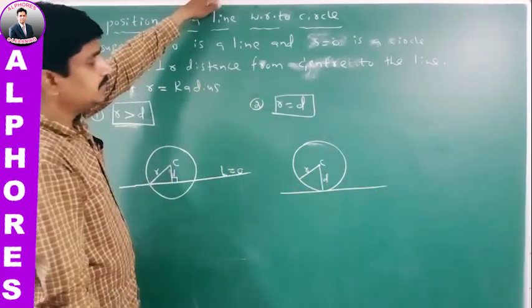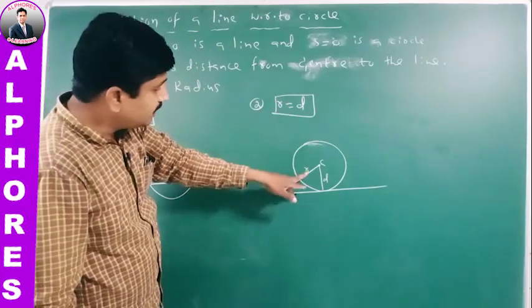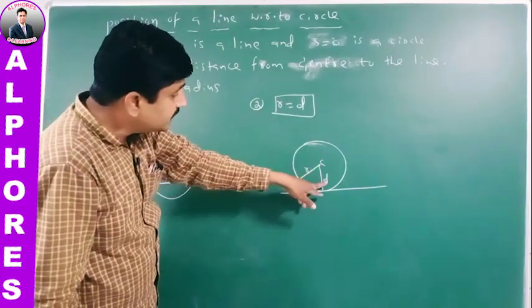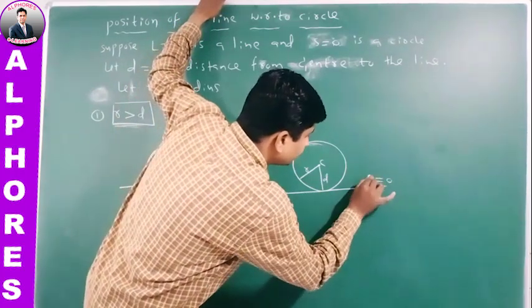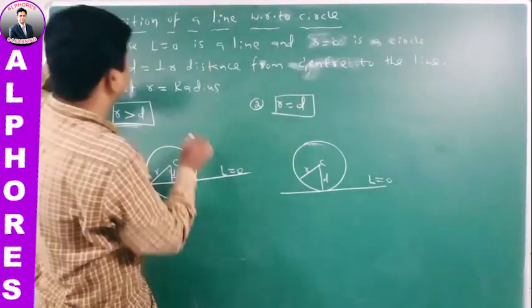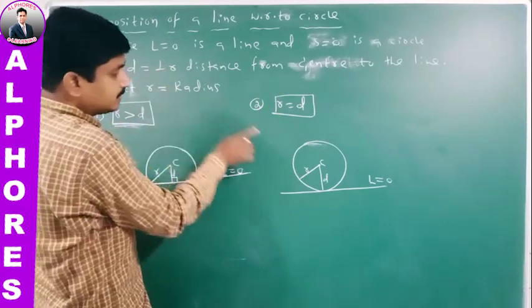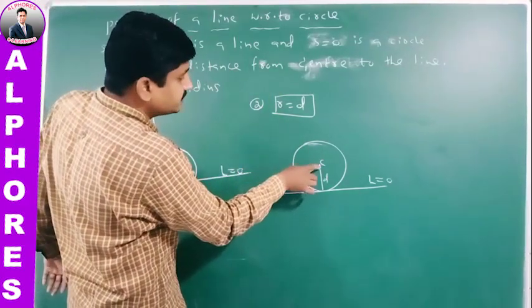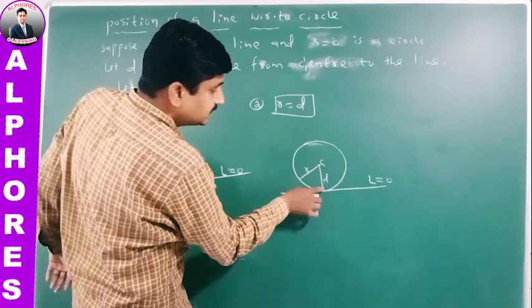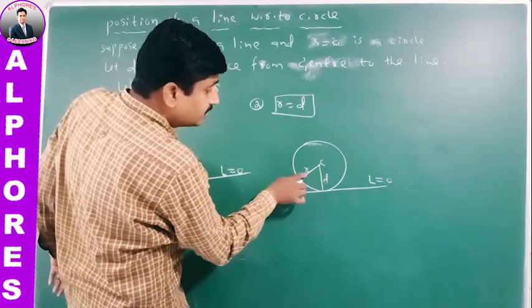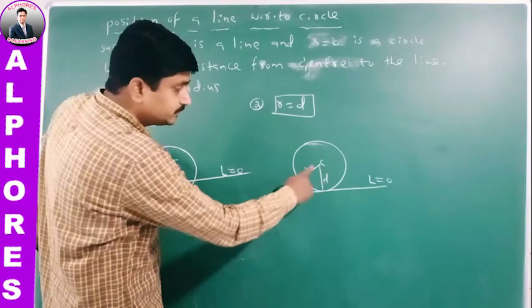Observe here, if r equal to d, r means what? Radius of the circle. d means what? Here d means perpendicular distance from center to the line. Now this length is d. In this diagram, r equal to d.